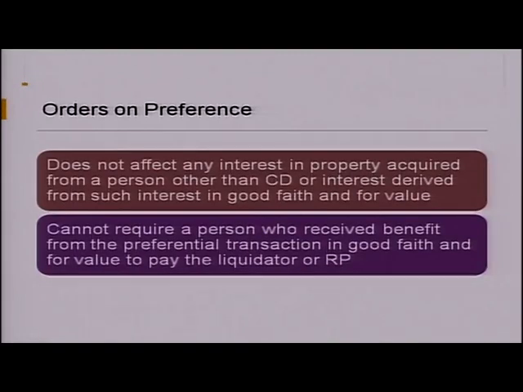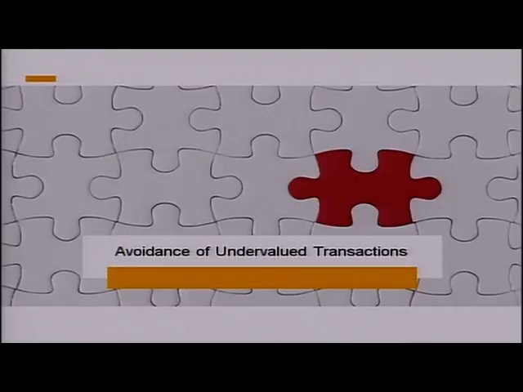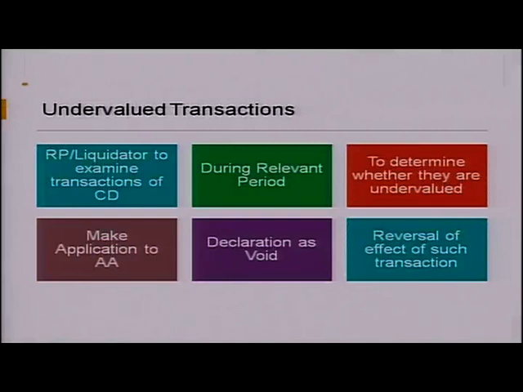Now, if we look at undervalued transactions, let me also devote certain time to them. Undervalued transactions are slightly different from preferential transactions. The RP or liquidator must examine the transactions. Obviously, these transactions must be during the relevant period. And to determine whether they are undervalued or not, of course, there is a check. An application is to be made. Then those transactions can be declared void and can also be reversed.